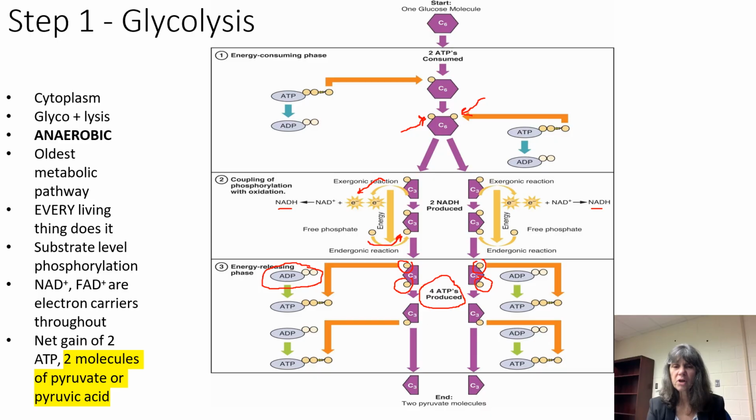And once we've lost those phosphate groups, we end up with 2 molecules of pyruvate or pyruvic acid. Now, we used 2 molecules of ATP to drive this process, but we produced 4 molecules of ATP at the end of glycolysis. So after all is said and done, our net gain is 2 molecules of ATP and 2 molecules of pyruvate or pyruvic acid. And the pyruvate is going to be key in the next step.